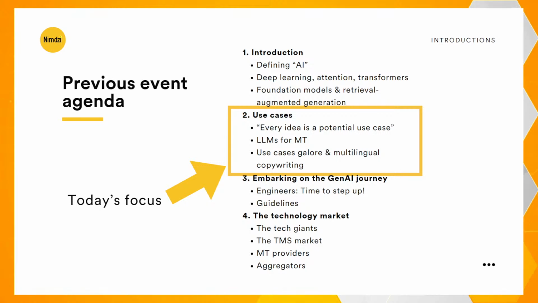We dedicated a couple of slides to use cases, and again, continuously repeating my rule of thumb, every idea is a potential use case. We explained how LLMs for machine translation could work, and we presented more potential use cases. We explained how to embark on the Gen AI journey, and there, my primary piece of recommendation is engineers, it's time for you to step up. It's your moment to shine. If you want to get your hands dirty, you will be able to make a big impact, a big difference, either within your own organization or for the companies you're selling to.